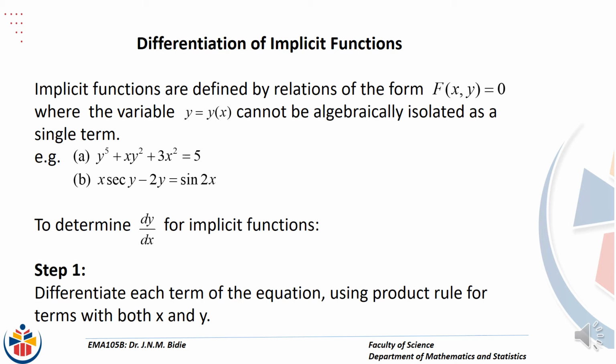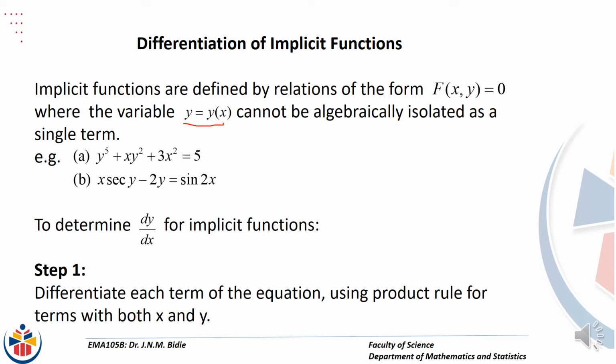When a function cannot be explicitly written as y equal to a function of x, then we say it's implicit. That is why we say when a variable y cannot be explicitly isolated or algebraically isolated, then we say we have an implicit function. So how then do we find the derivative of y with respect to x for implicit functions?